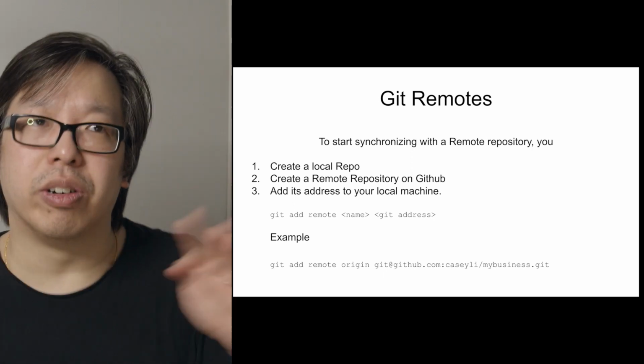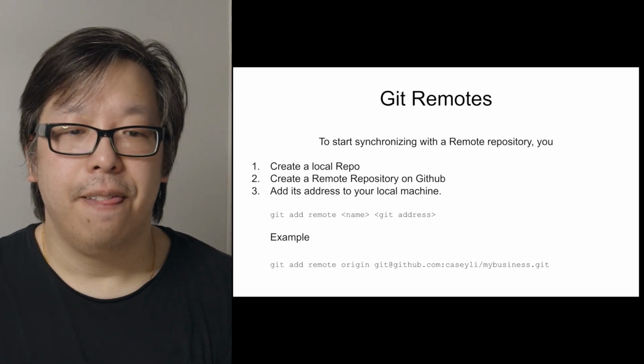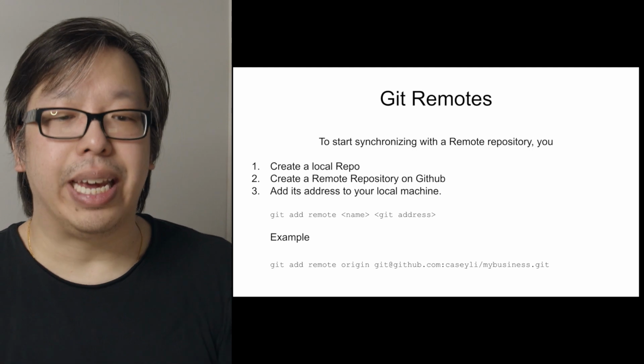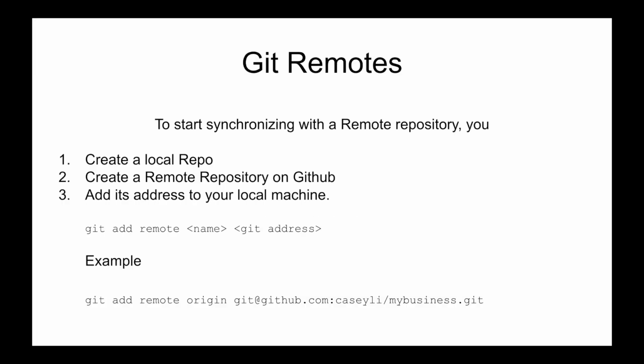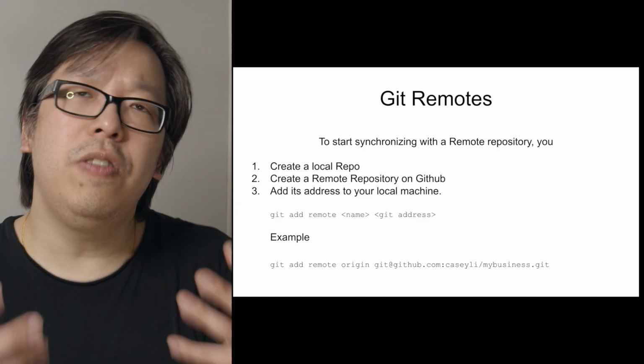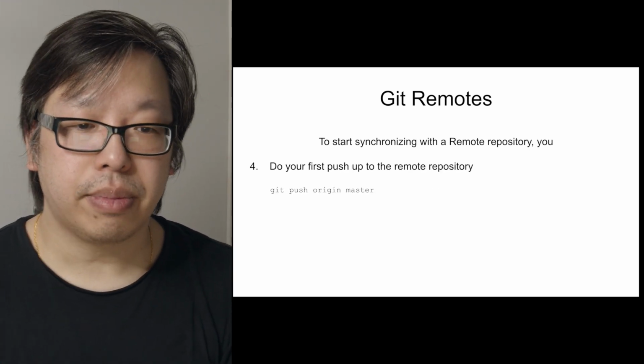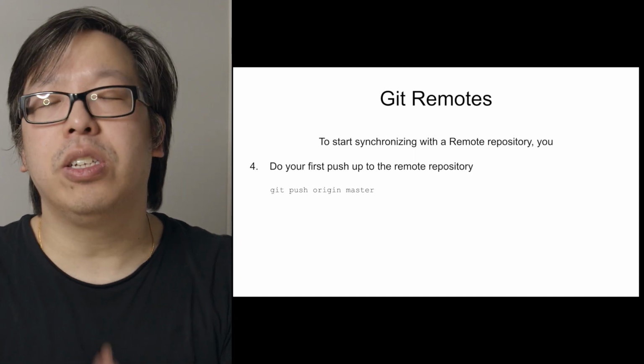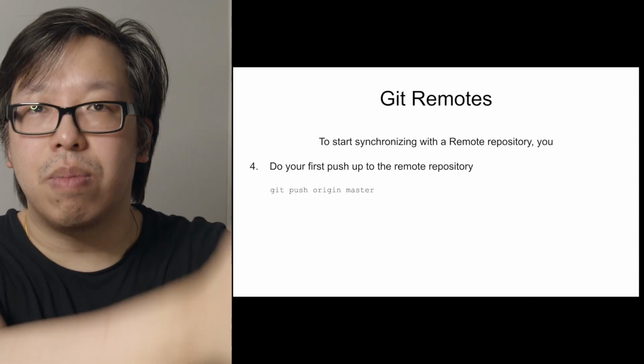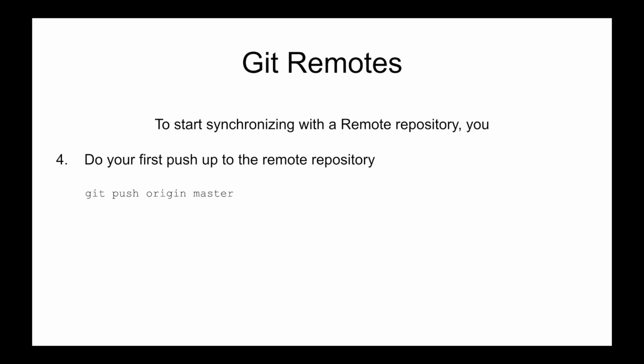And really it's just a pointer to where this thing is. As an example, I would do git add remote origin. Origin is usually what we call the central repository. Then specify the address. Once you've done that, you now have a pointer to that remote repository. The very first thing you're going to do to synchronize with that remote repository is git push origin master. That will basically synchronize your code with the remote repository.